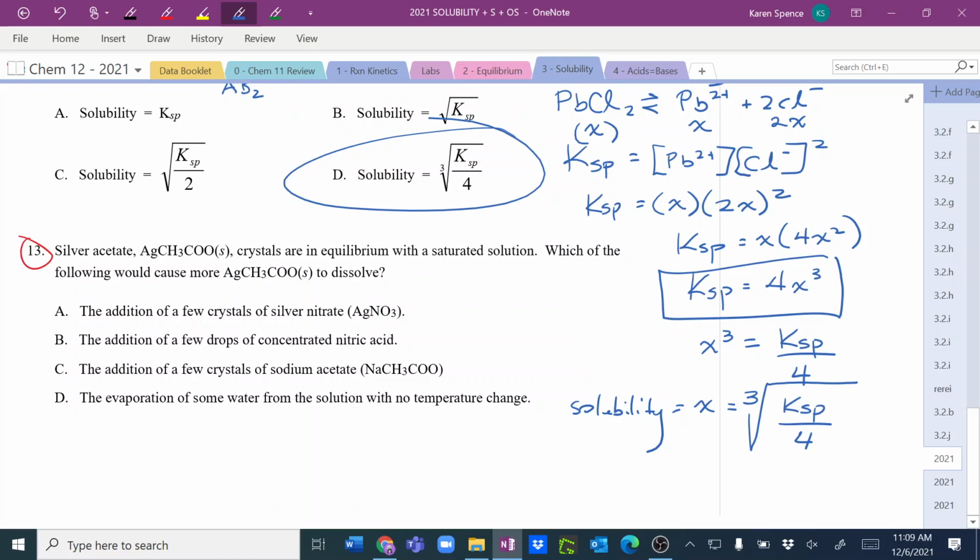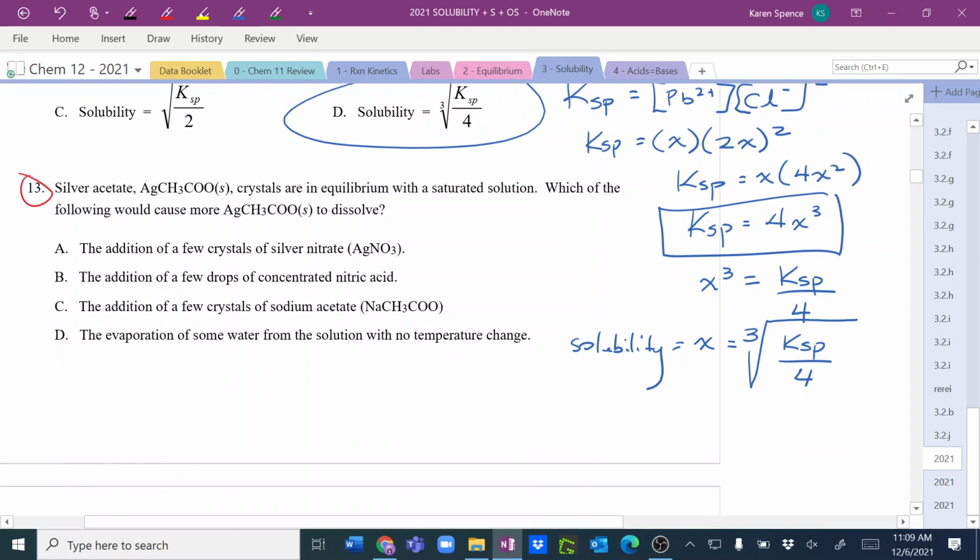Oh, I like number 13. I probably wouldn't give it to you on this test, but you guys have learned enough acid-base stuff that we're going to go through it anyway, okay? So we have silver acetate, AgCH3COO, solid in equilibrium with Ag+ and CH3COO-.